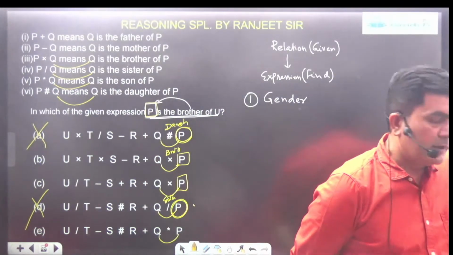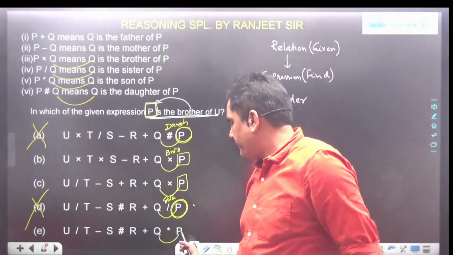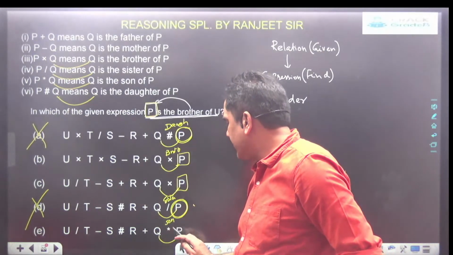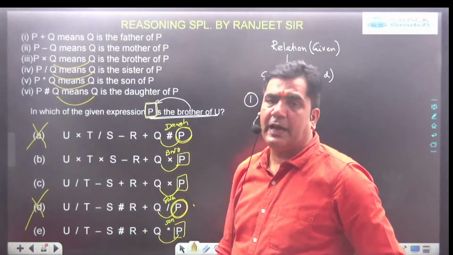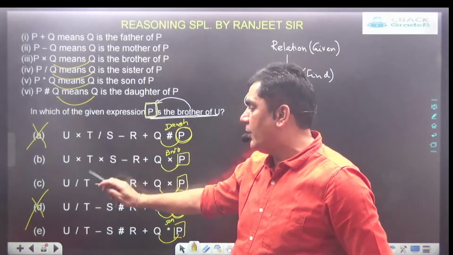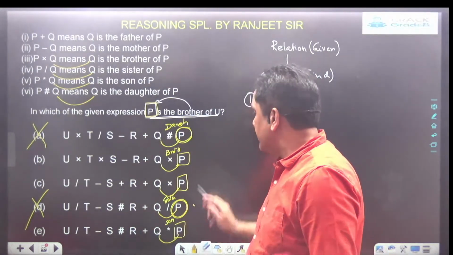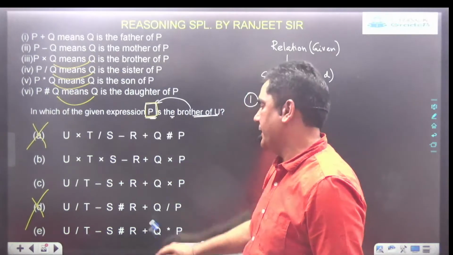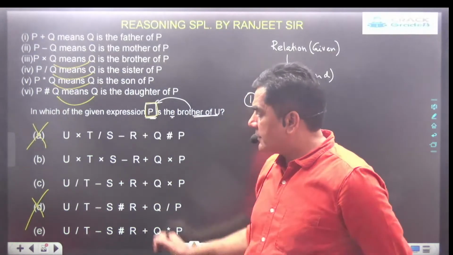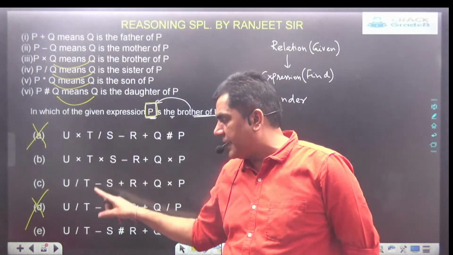Clear? Last one. I will say P is the son of Q. P is the son means P must be male. It means A and D cannot be the answer. The answer must be either B or C or E. So by using the first step, I am able to eliminate 2 options, that is A and D. Now still we are left with 3 options, B, C and E.